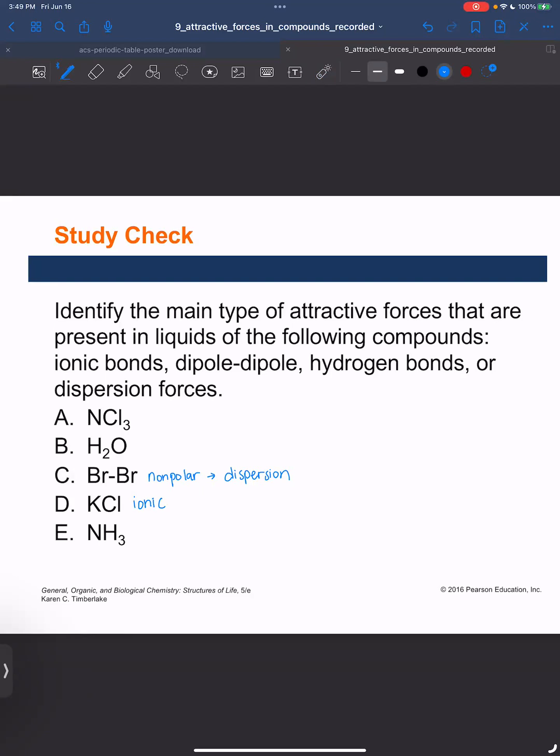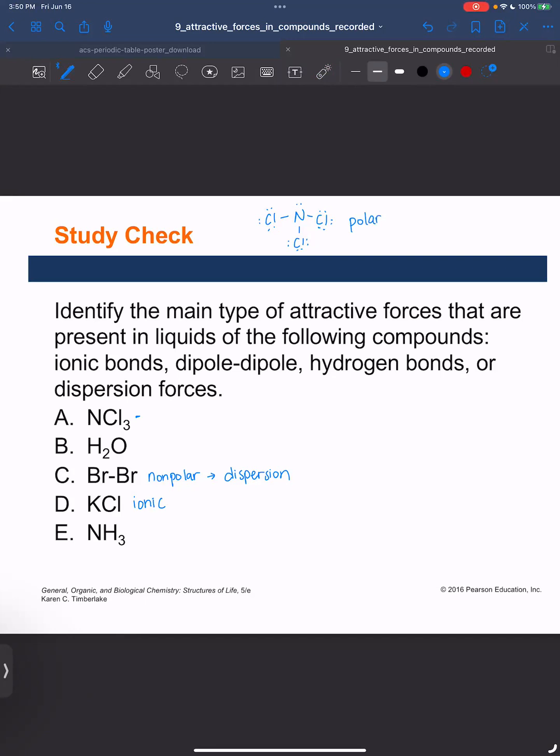All right, nitrogen trichloride here. Sometimes you have to go through and draw the Lewis structures and determine the polarity. The nitrogen-chlorine bond is indeed polar covalent. This is a trigonal pyramidal geometry, so the dipoles will not cancel out, and overall this molecule will be polar.